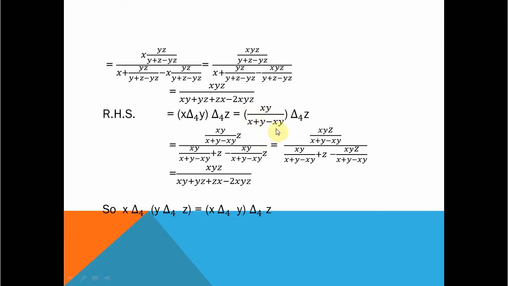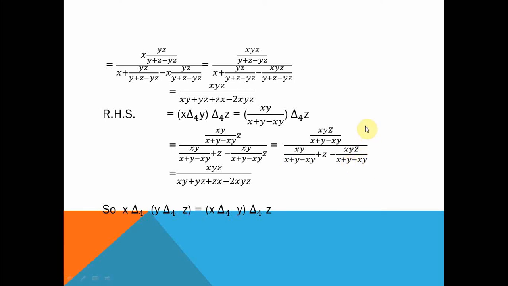This whole expression is the first fuzzy number, and then delta 4, and the second fuzzy number is z, and we apply the delta 4 property to these two numbers. Here we get xy into z divided by x plus y minus xy, whole divided by xy divided by x plus y minus xy plus z minus xy divided by x plus y minus xy into z. Here we get xyz divided by x plus y minus xy, and here xy into x plus y minus xy plus z minus xyz divided by x plus y minus xy.